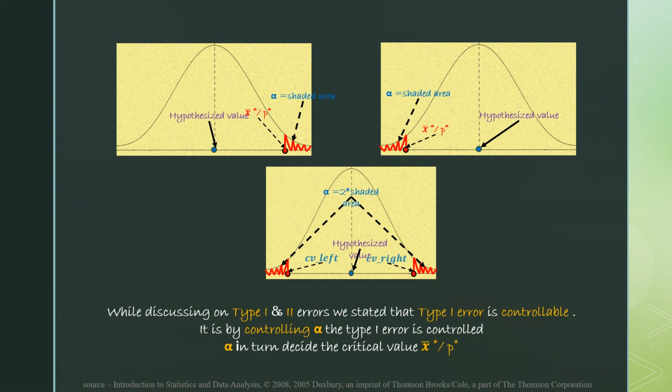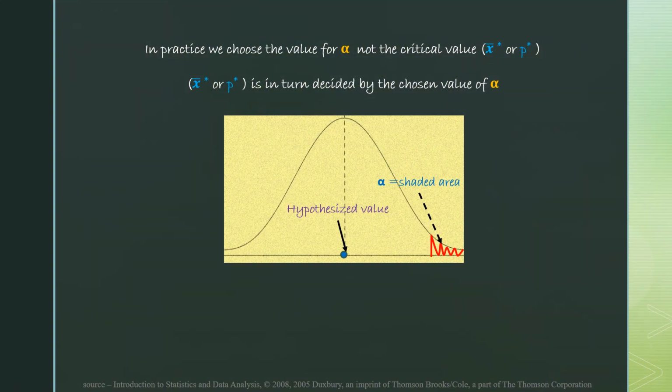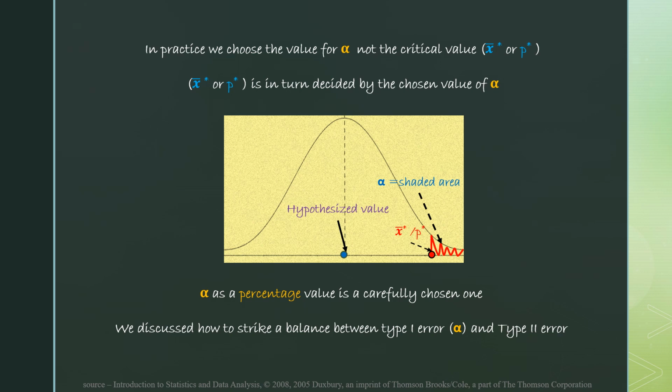Recall, while discussing type 1 and 2 errors, we stated that type 1 error is controllable. It is by controlling alpha that type 1 error is controlled. Alpha in turn decides the critical value x bar star or p star. In practice, we choose the value for alpha, not the critical value x bar star or p star. X bar star or p star is in turn decided by the chosen value of alpha. Alpha as a percentage value is a carefully chosen one. We discussed how to strike a balance between type 1 error, that is alpha, and the type 2 error.